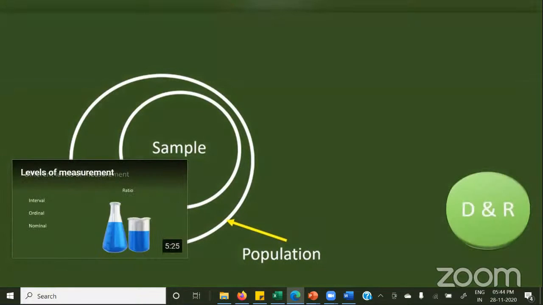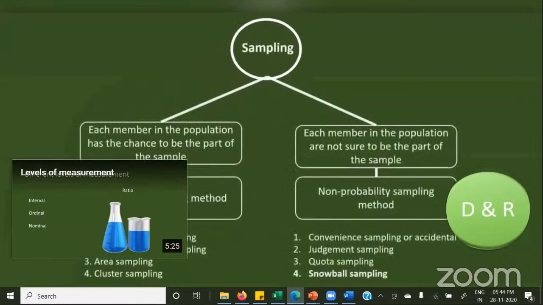Summing up, these are the most popular probability and non-probability sampling methods.